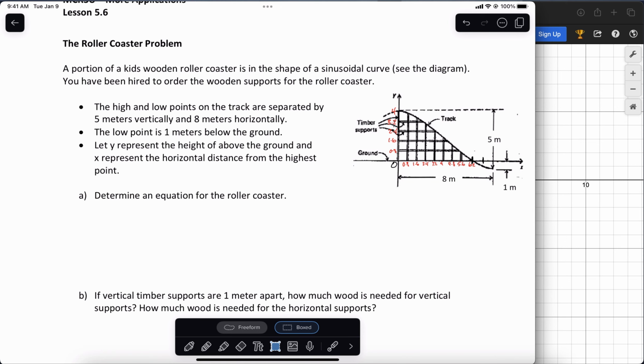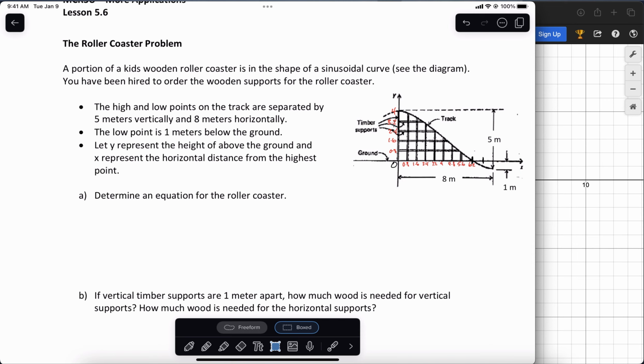Problem from lesson 5.6, and what we're going to take a look at is how to model this particular situation, and then also use the model or the equation that we come up with in order to figure out how much wood is needed in order to produce this little section of the roller coaster, right? So in this question, we have vertical supports made out of wood, and we also have some horizontal supports made out of wood. And then we can just figure out how much wood is needed in total.